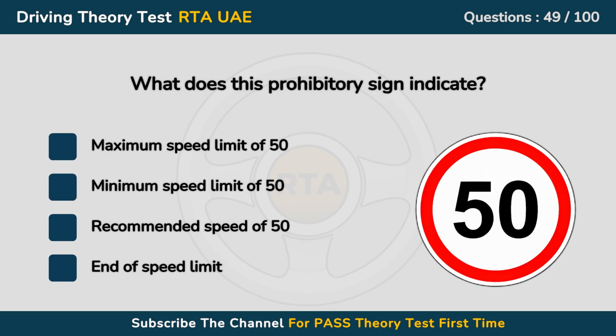Answer is B. Recommended speed of 50. This recommended speed 50 sign suggests a suitable speed of 50 for safe and efficient driving under ideal conditions, but it's not a mandatory limit. Question 54. What should you do if your brakes fail while driving?